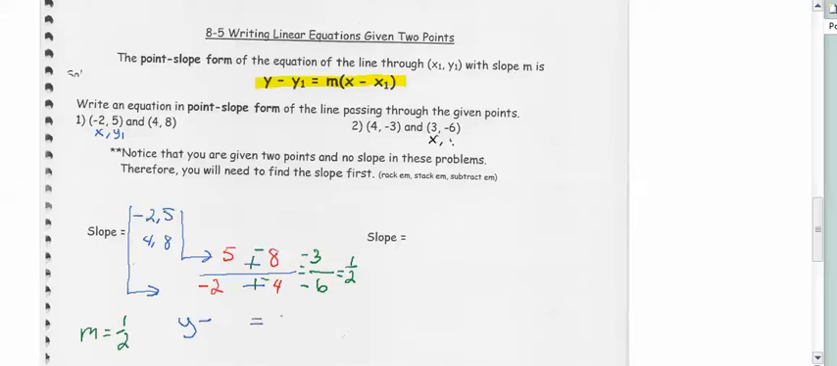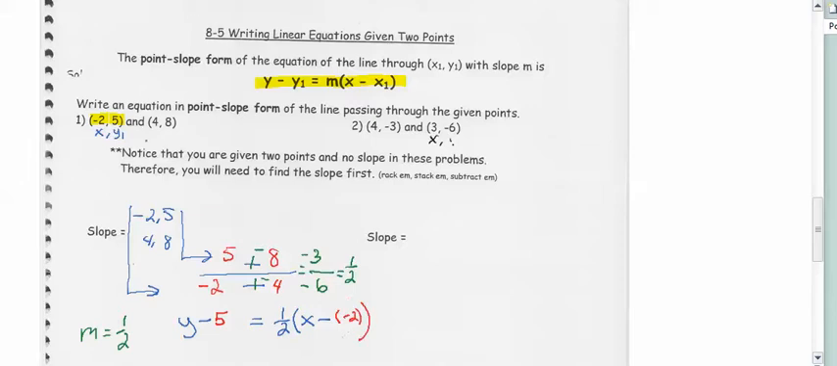Now, just like before, I am going to have my y, keep my negative sign, equals, I know right now my slope is 1/2. I'm going to put that here right now. I already know that. And now I'm going to put negative, because it's always negative. And then I'm going to insert my x1 and my y1. So my y1 is 5. I'm going to go ahead and put that here. And my x1 is -2.